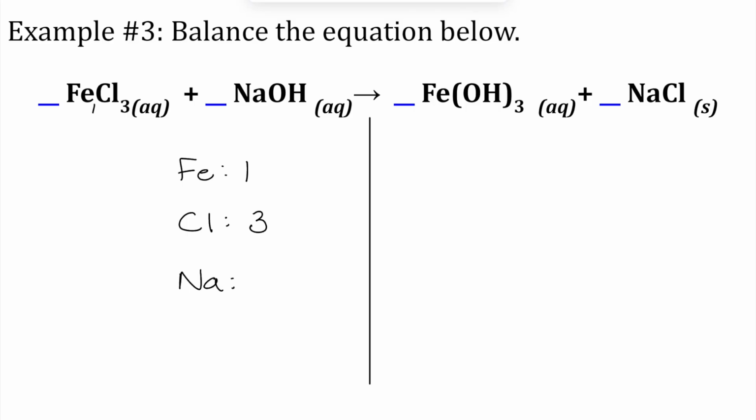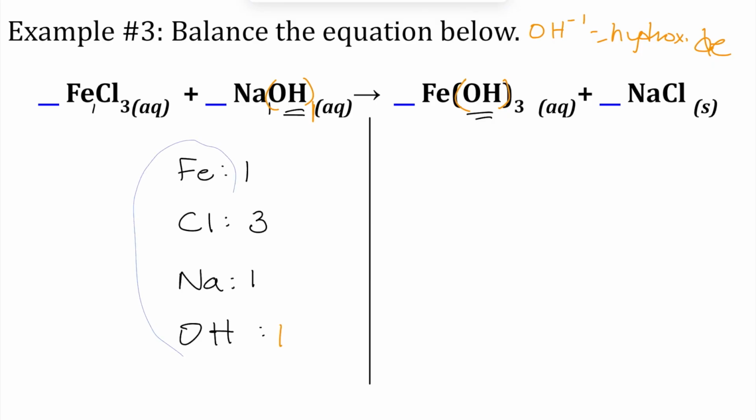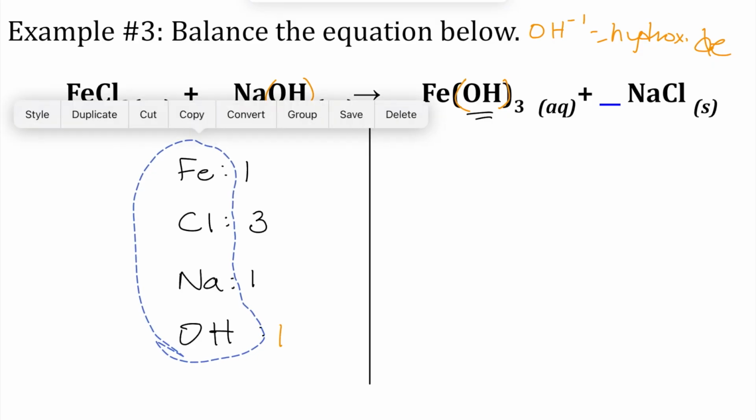Into my next compound, sodium, I have 1. And I notice that I have an OH on both sides, and that's one of our polyatomics, our OH minus 1 is hydroxide, so I can actually keep that group together. Instead of separating the O and the H, I can keep that OH group because the group stays together on each side. So then I'm just looking at how many of the group I have. I have 1 OH group on the left.